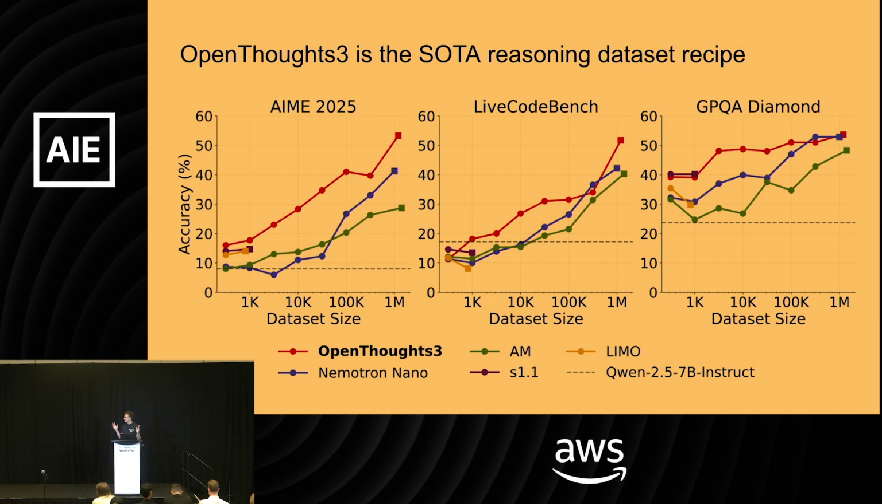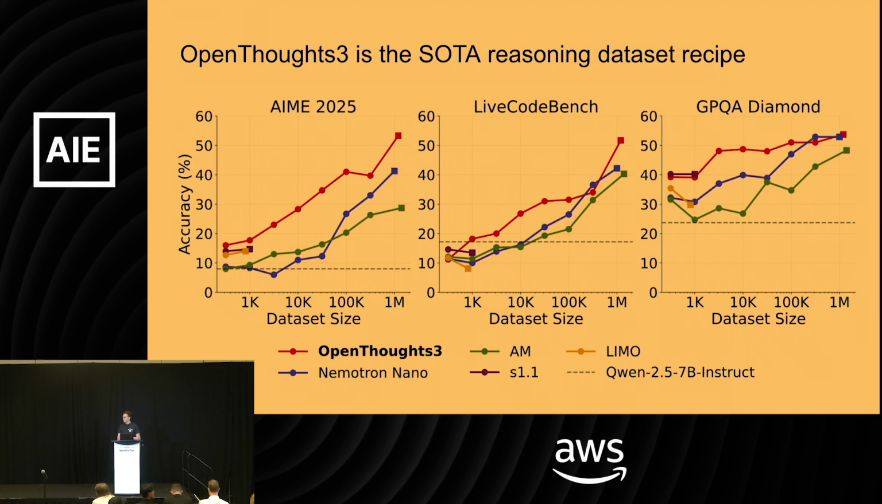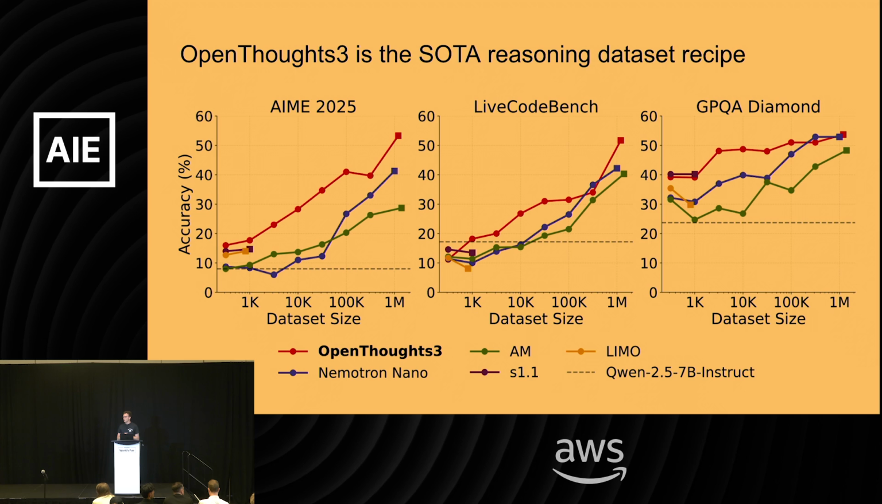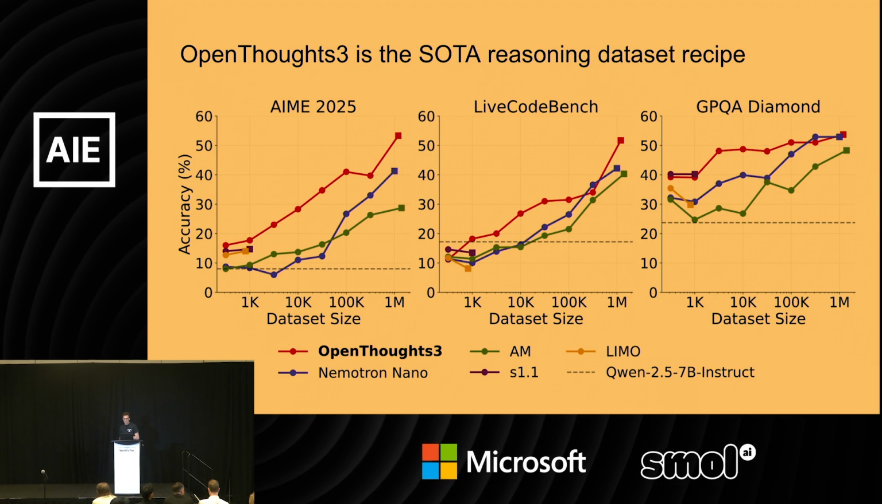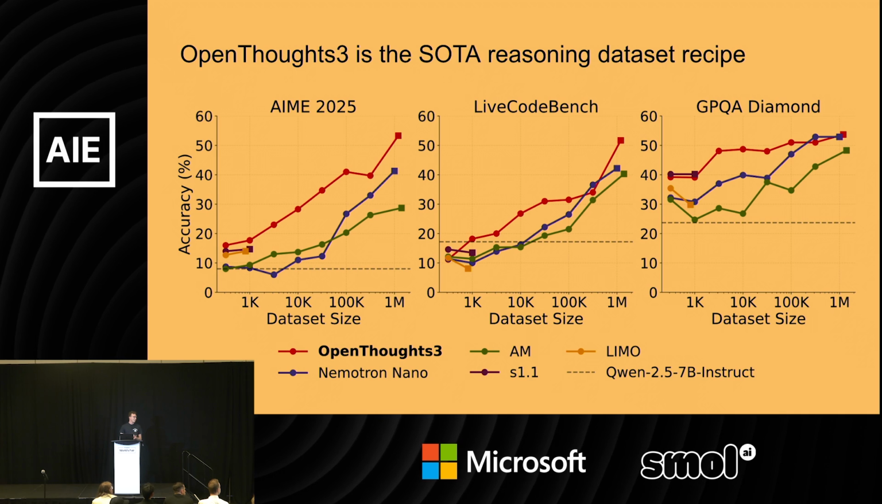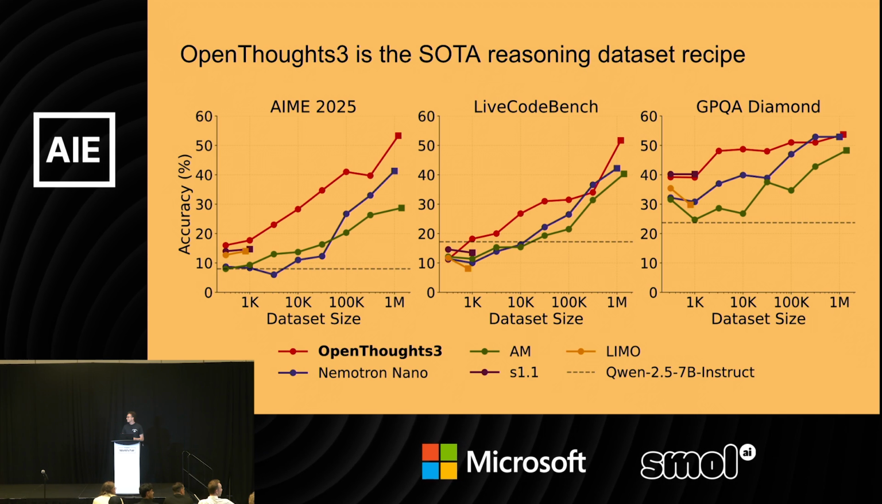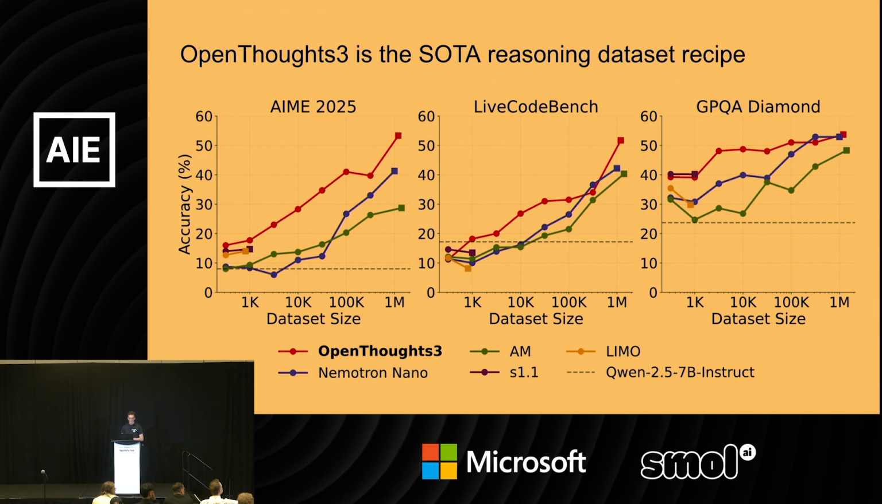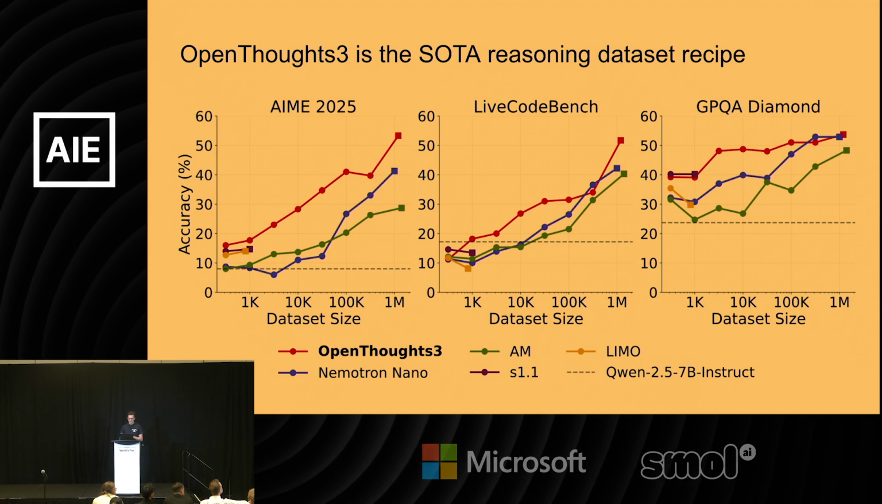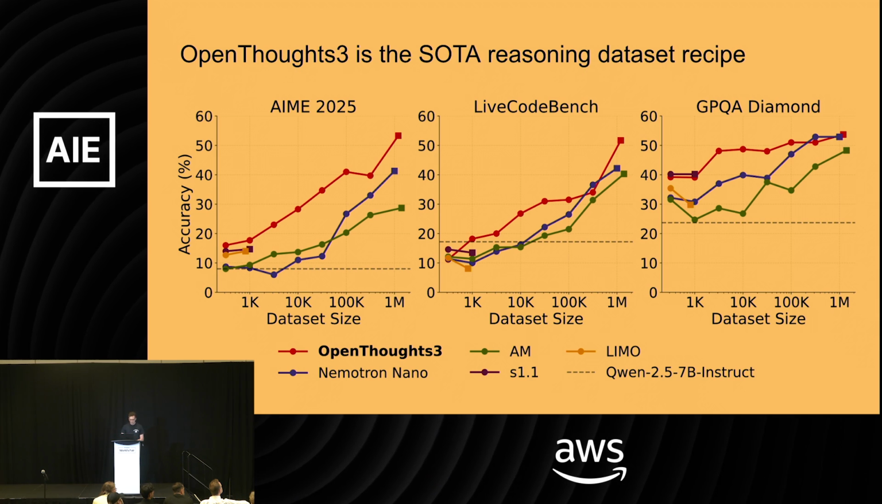So today we're excited to announce OpenThoughts 3, which is hot off the presses, just came out 2 hours ago, which is our latest and greatest version of our reasoning data sets. Thank you. And now this is the state-of-the-art reasoning data set recipe.